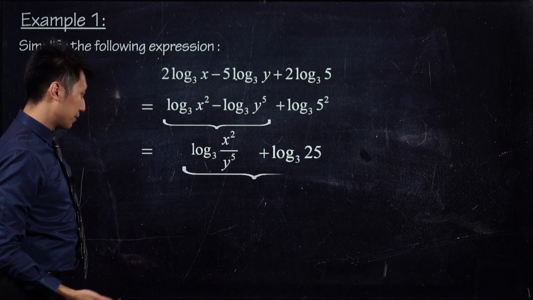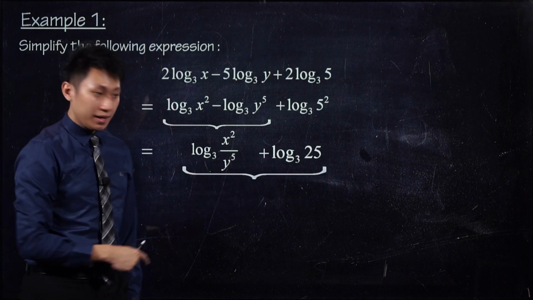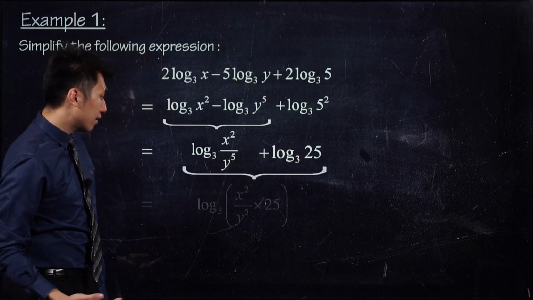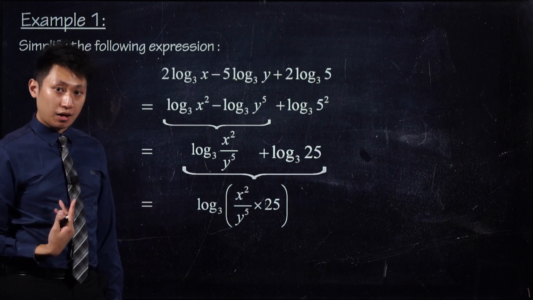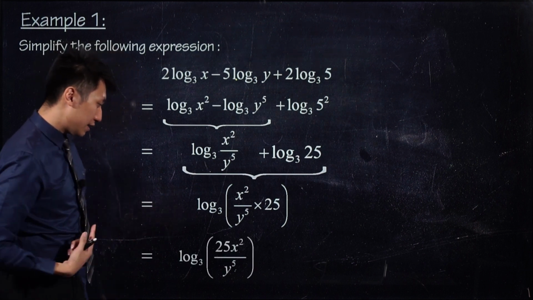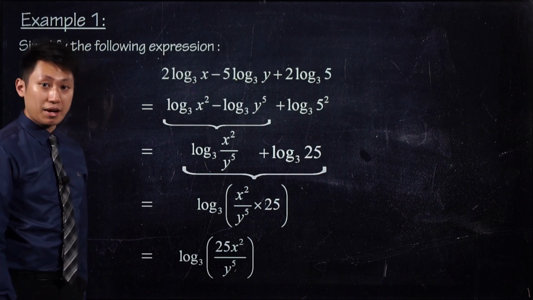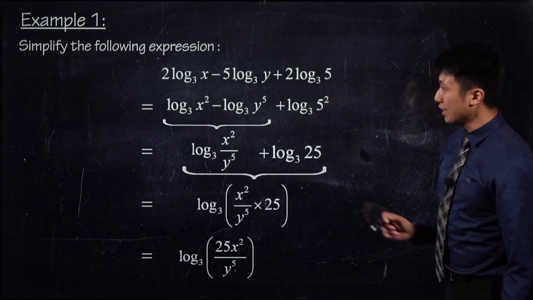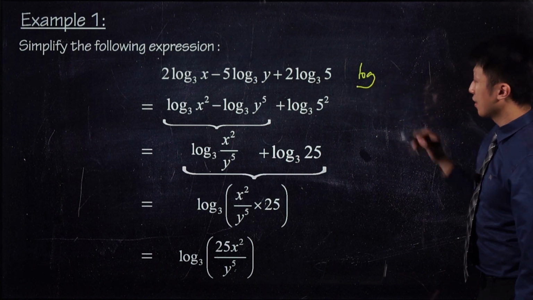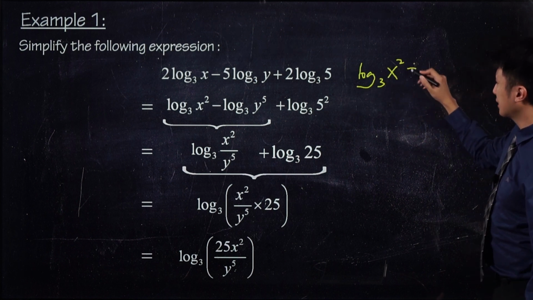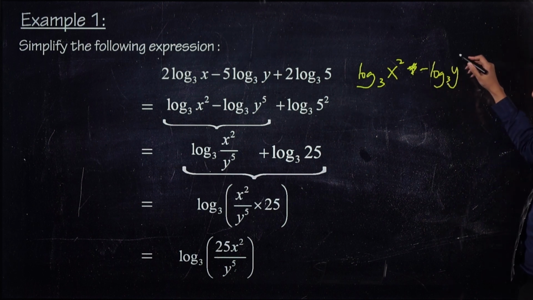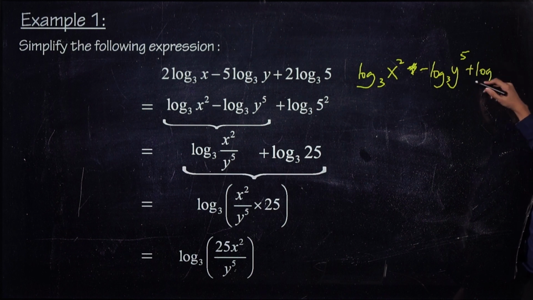Then what do we do next? These two, since they are adding up and the logs are of the same base, then inside just multiply them together and it gives us this thing. Okay, get it? Alright, so your final answer will be 25x squared divided by y to the power 5. Okay, so let's try it yourself here. Okay, so this one you write as log base 3 of x squared minus log base 3 of y to the power 5, then plus log base 3 of 5 squared.